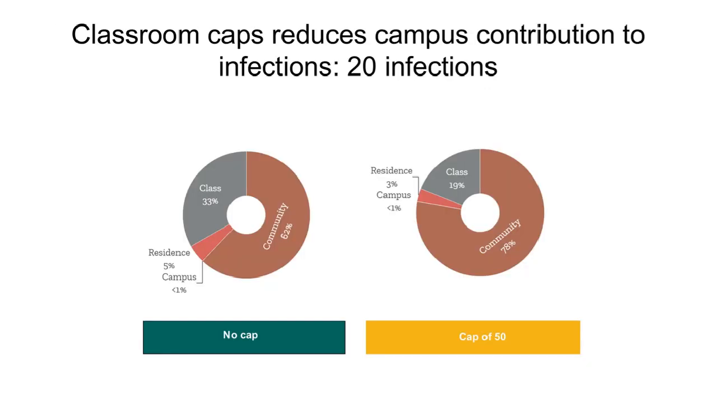And if we look at how those classroom caps reduce the contribution of each component to infections, here we show the contribution of each component, community, classroom, and residence, at the date that we achieved 20 infections. With no cap, shown on the left, we can see that roughly a third of the infections would be occurring within that classroom setting. But if we cap the classroom size at 50 on the right-hand side, then we reduce that contribution to 19%. So we're really reducing the risk of transmission on campus, and the majority of our infections are seeding off campus.